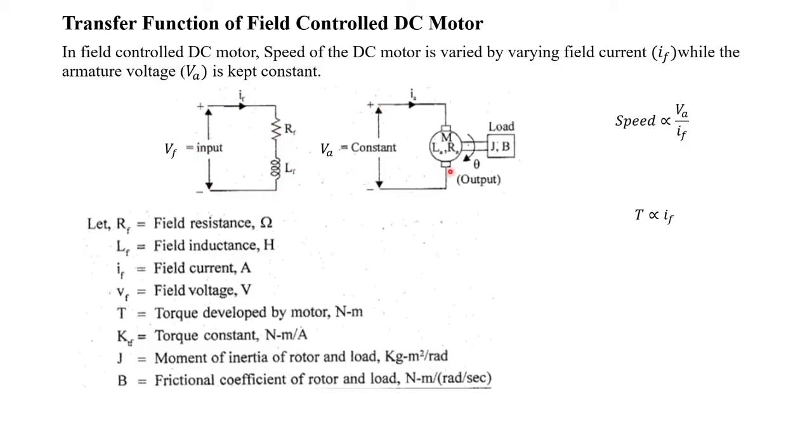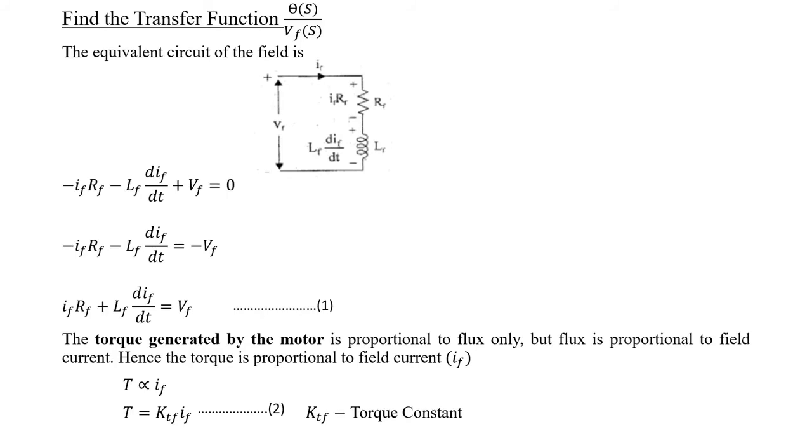Here the armature will be kept constant, so there is no need to consider the armature; we only have to consider the field. We have to draw the equivalent circuit for this field part. From that we can get a differential equation, and by using the relation that torque is directly proportional to IF, we can get one more equation. Then by modeling the mechanical load, we get one more equation. Using these three equations, we are going to find the transfer function. The procedure will be similar to the armature control DC motor.